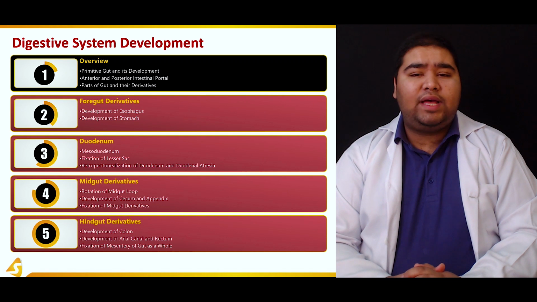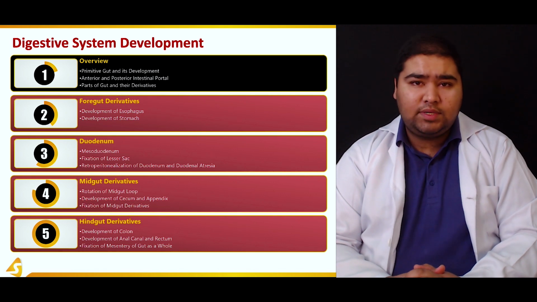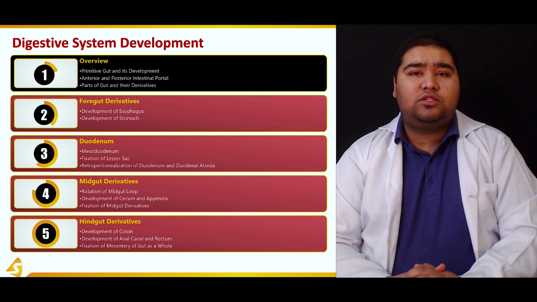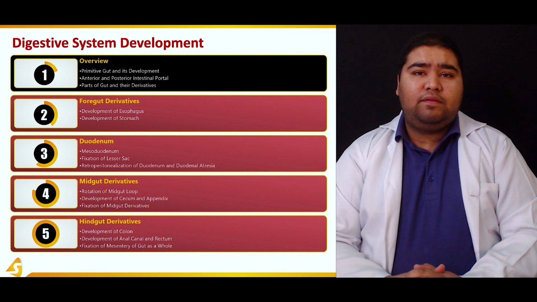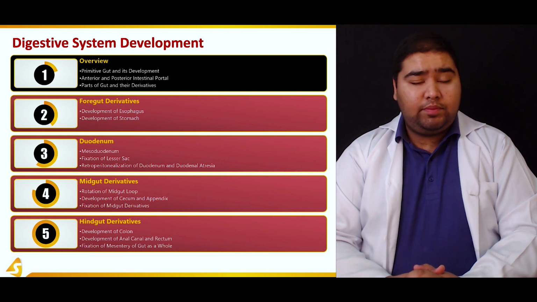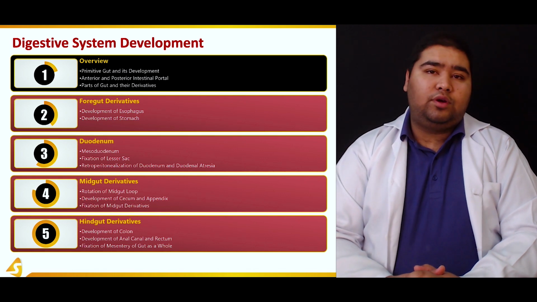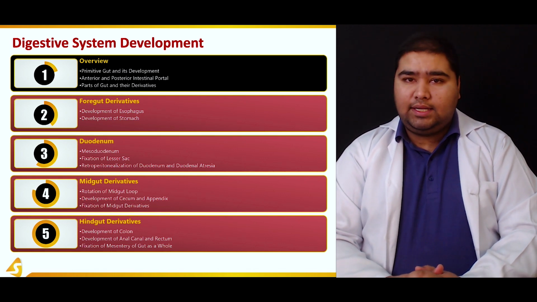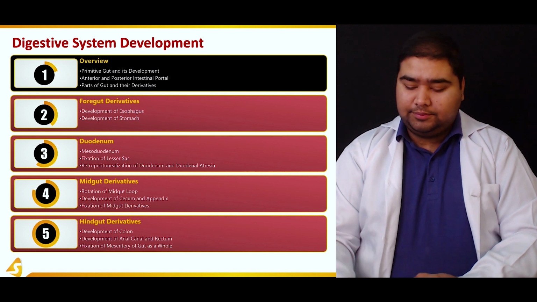Then we'll be going to the anterior and posterior intestinal portals. We'll see what they are and how they are formed and what is the clinical significance of these portals. And finally, we'll talk about the parts of the guts and their derivatives. We'll see how the primitive gut tube is divided into three subsections: the foregut, the midgut, and the hindgut, and what adult derivatives are formed from these sections.